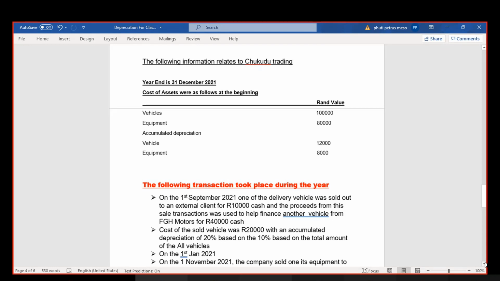And we've got the cost of the assets that were as follows at the beginning of the year. We've got vehicles with an amount of 100,000 rand, and equipment with an amount of 80,000. Accumulated depreciation for the vehicles is 12,000 rand and for the equipment is 8,000 rand.